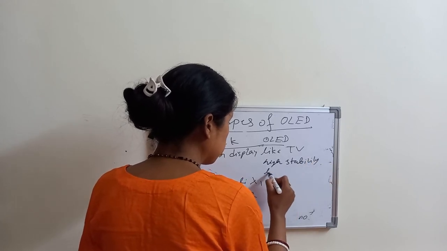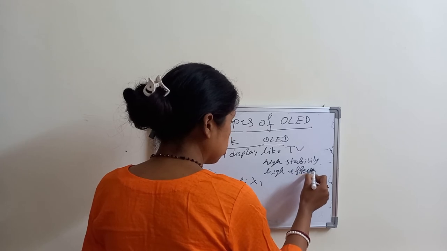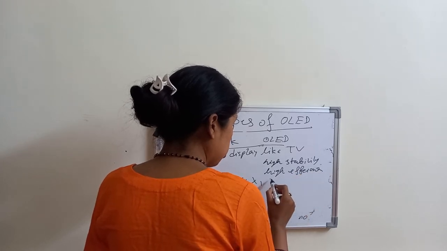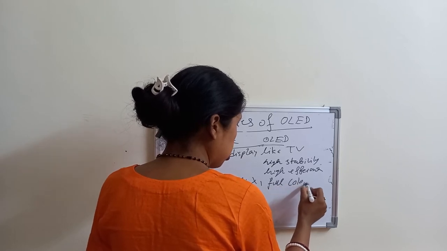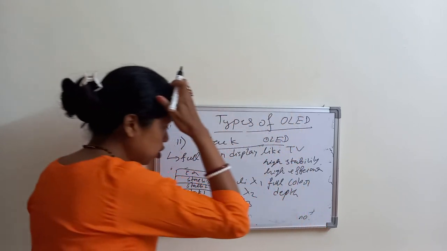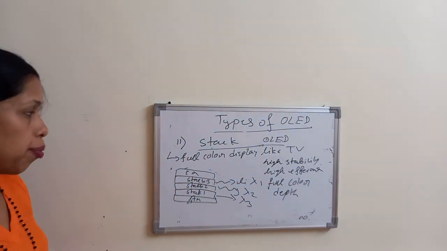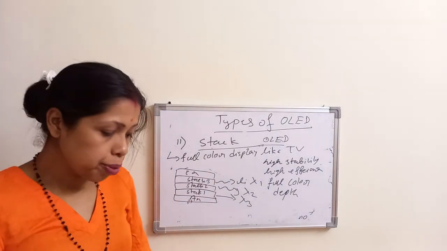High stability, high efficiency, and full color, high full color depth. Okay, high stability, high efficiency, and high full color depth. These are the advantages for stack OLED, right?